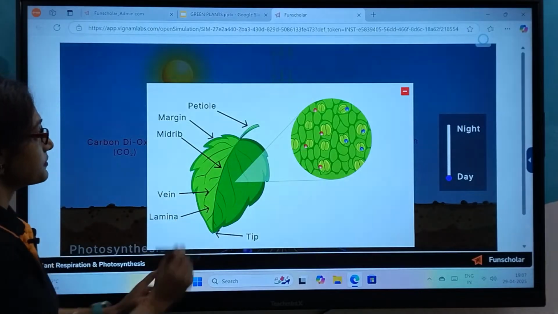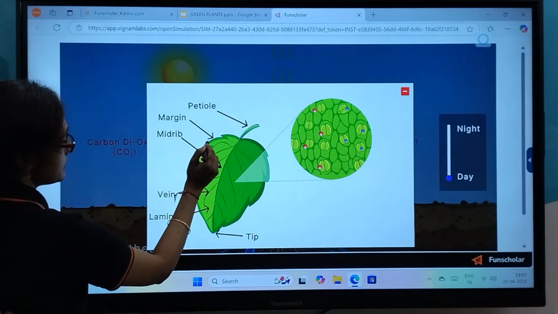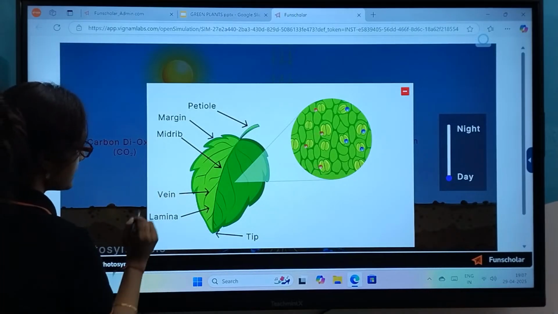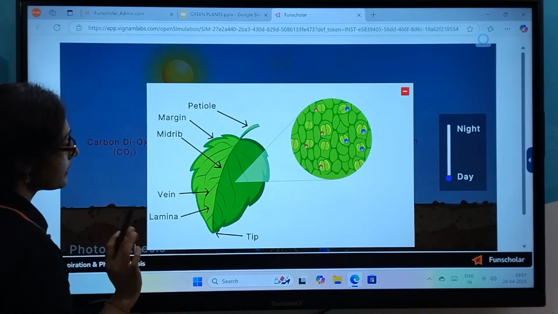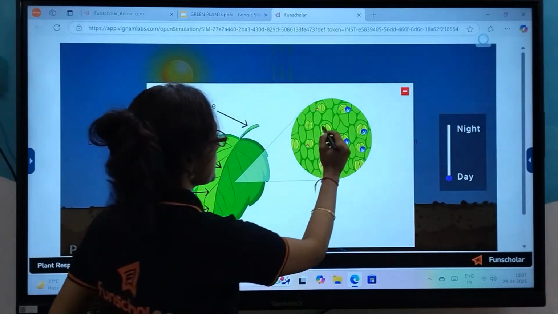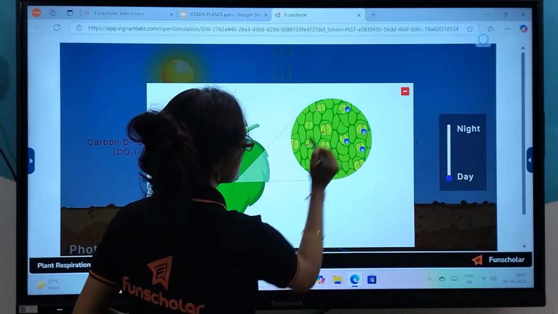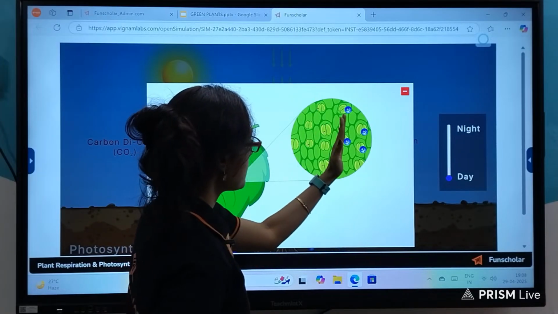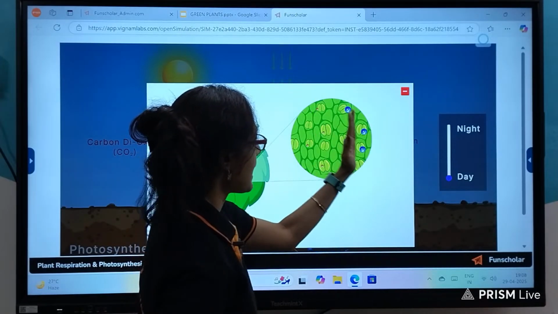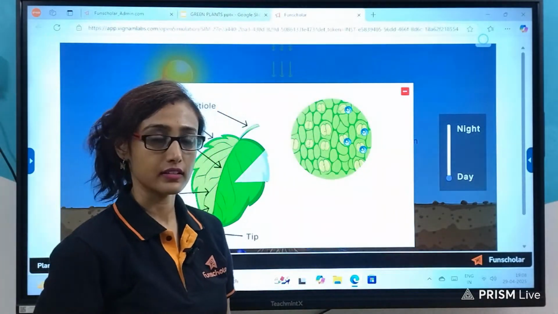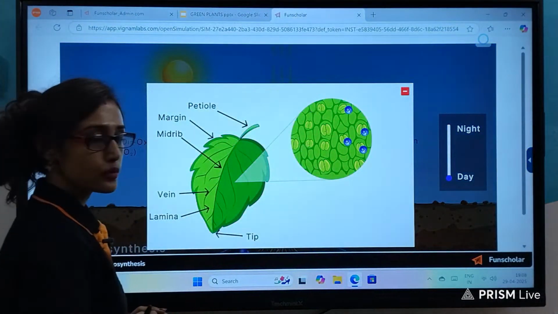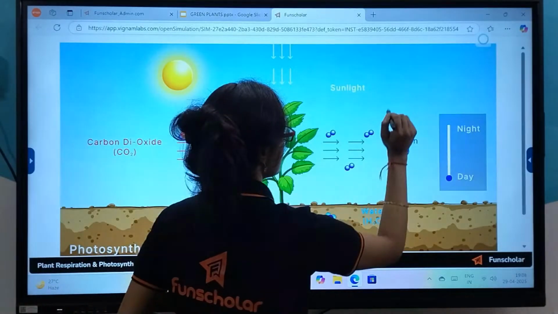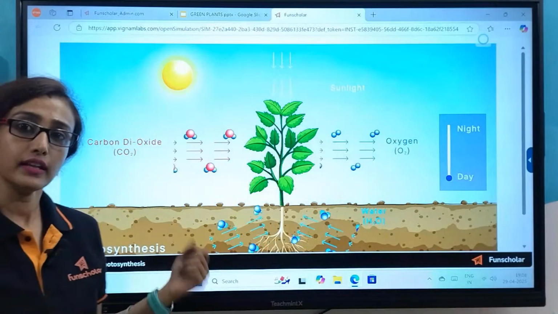See, this is the leaf, petiole, then midrib, then lamina, vein, tip. Okay? See, stomata. These are the stomata. See, carbon dioxide is getting in and oxygen is being released as byproduct. Okay? It is okay? Okay. This is the scenario during daytime.